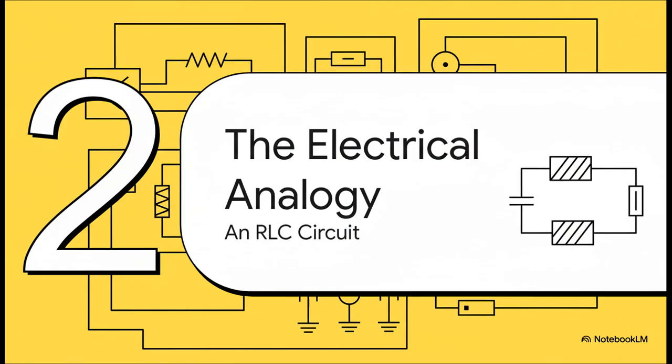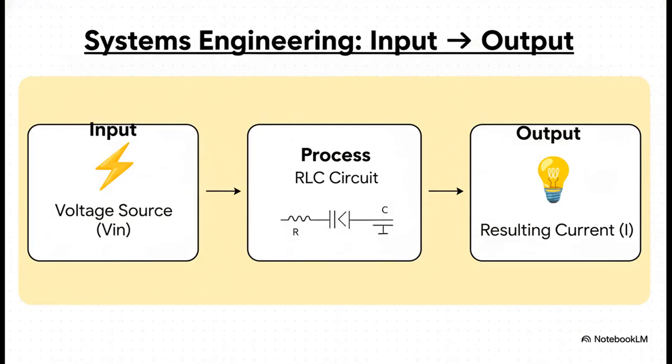Good. Now, let's just completely switch gears and jump into a totally different world, an electrical circuit. We're swapping out springs and dampers for resistors and capacitors. But as you're about to see, the math is going to feel very familiar. All right, let's apply that same input, process, output thinking. What's our input here? It's the voltage source, Vn, that's pushing the electricity into the circuit.